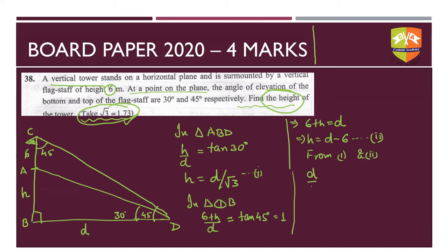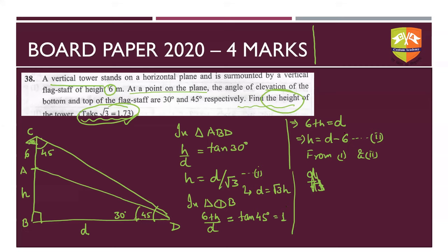D upon root 3. See, I will eliminate H because I don't want it. Sorry, what did I want to eliminate? D only, no? Oh, so no. Then this is a wrong step. You should write D in terms of H. So from here, you can write D is equal to root 3H. That will help you in one step itself.